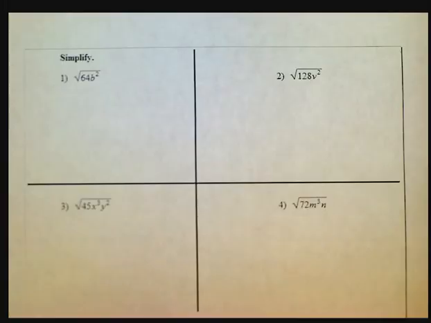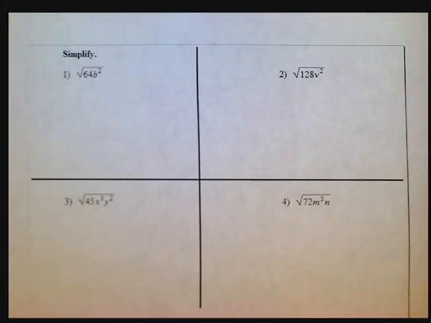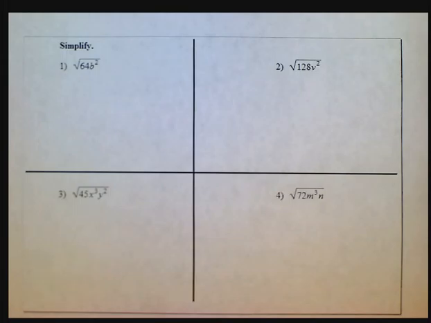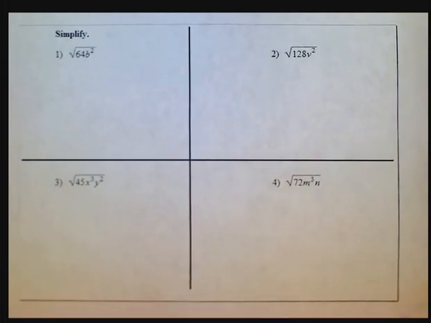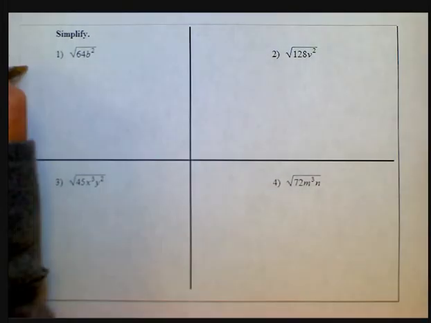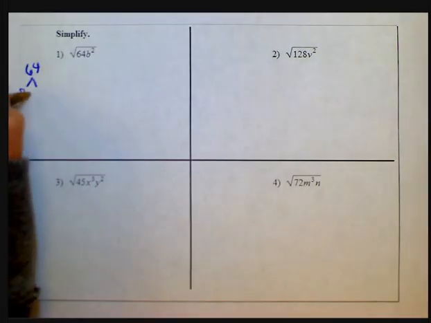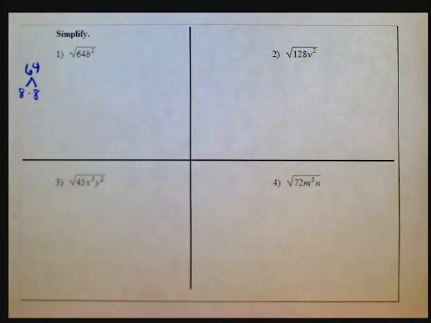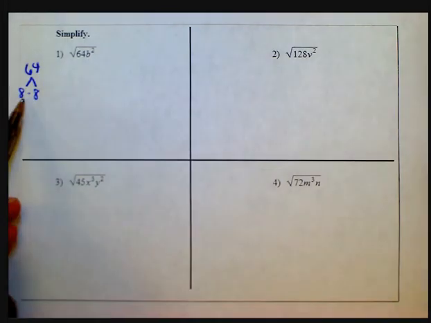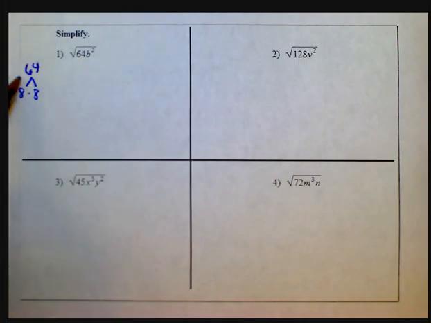Alright, let's look at number 1. Number 1 says I have the square root of 64b squared. I recognize that 64 is a perfect square, but in case you don't and you go to do the prime factorization, you have 64 is 8 times 8. Now I'm going to stop there with my prime factorization because I remember the rule: every two of the same factor under brings one out. So I'm going to leave 64 in terms of 8 times 8.